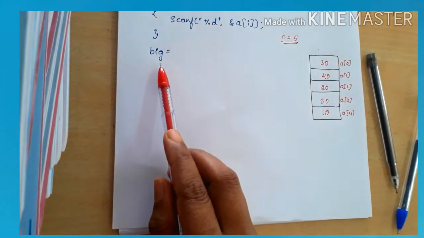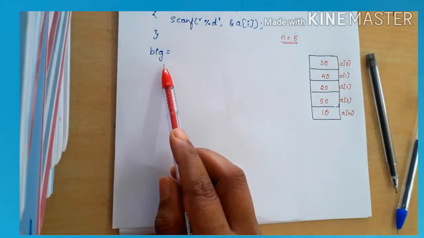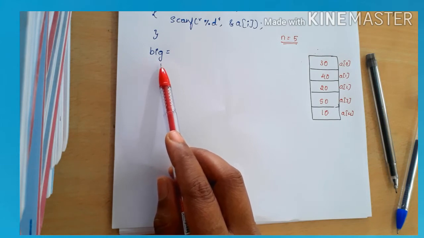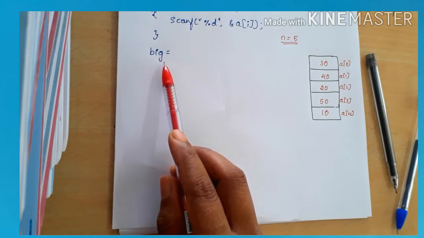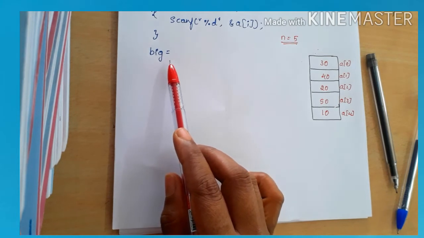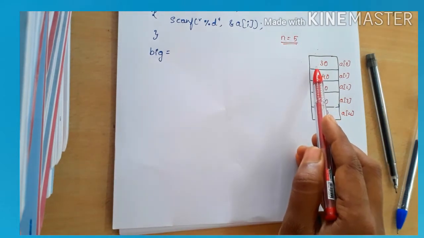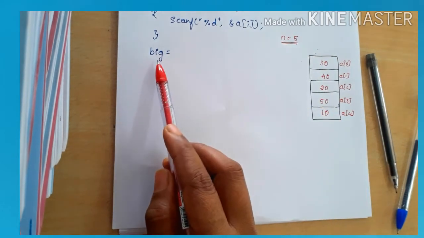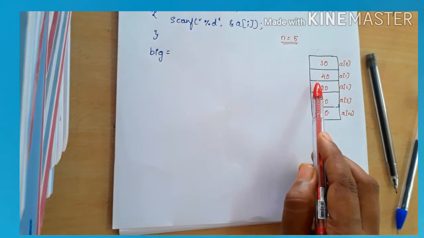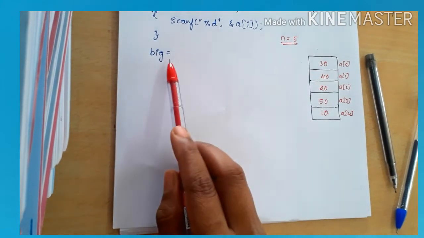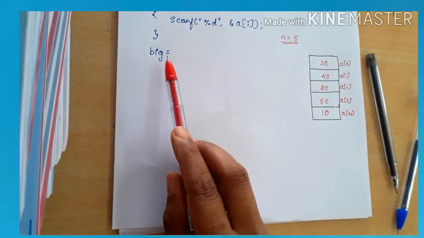Next, we will find the largest element of the array. Here we have taken a variable big to store the largest element of the array. First, we assume the first element of the array is the largest element of the array. How to assume it? Just by copying the first element of the array to big. Next, take the next element of the array, compare it with big. In case the next element is greater than big, then copy that next element to big.